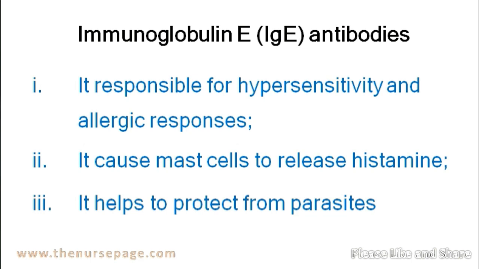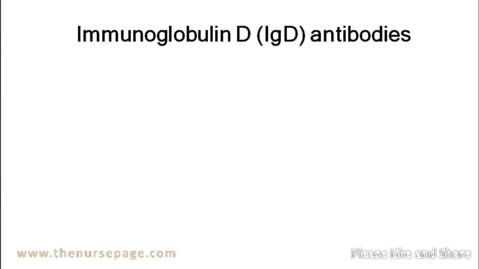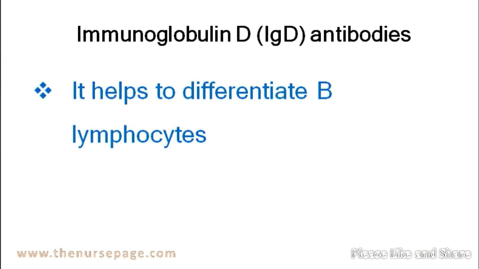That are the three roles of IgE antibodies. Next is immunoglobulin D or IgD antibodies. The main function of IgD is it helps to differentiate B lymphocytes. Then only it can produce antibodies. So that is a major role of IgD. So these are the 5 immunoglobulins.